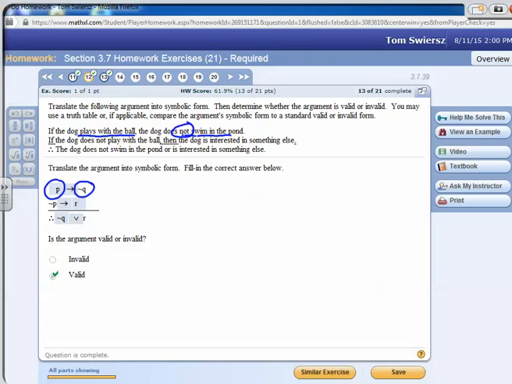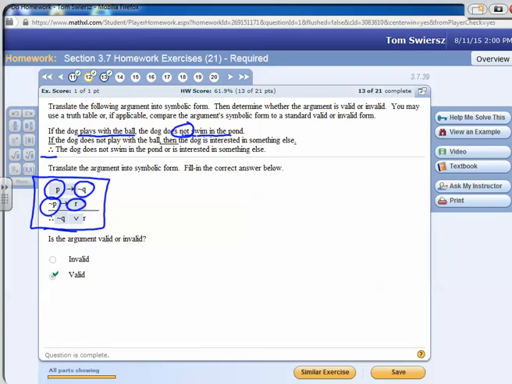Then the second statement is if the dog does not play. Remember, the dog plays with the ball is P, so not plays would be not P. Then the dog is interested in something else, which is a third statement, so we'll call it R. Those are premises, and now what's our conclusion? That therefore the dog does not swim. The dog does not swim was not Q, right? Or a disjunction, he is interested in something else, which is R. So there's our argument in symbolic form. Now we have to determine whether it's valid or invalid.